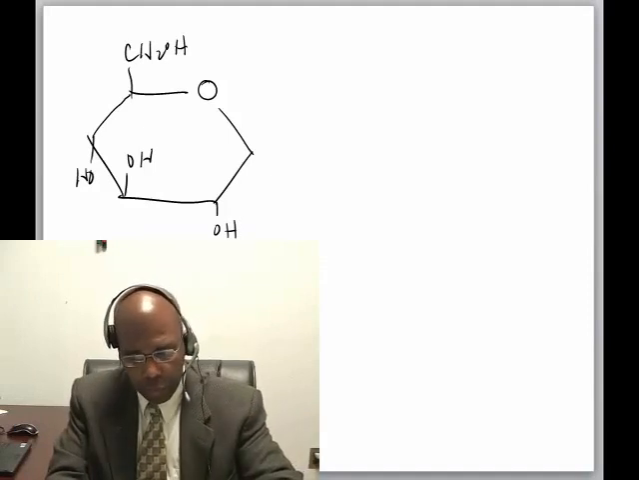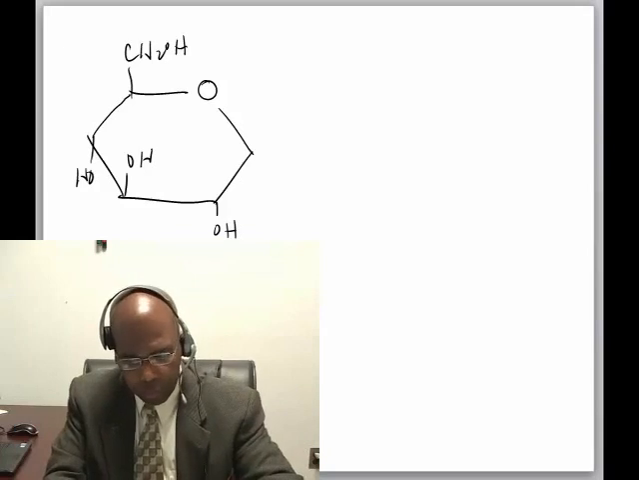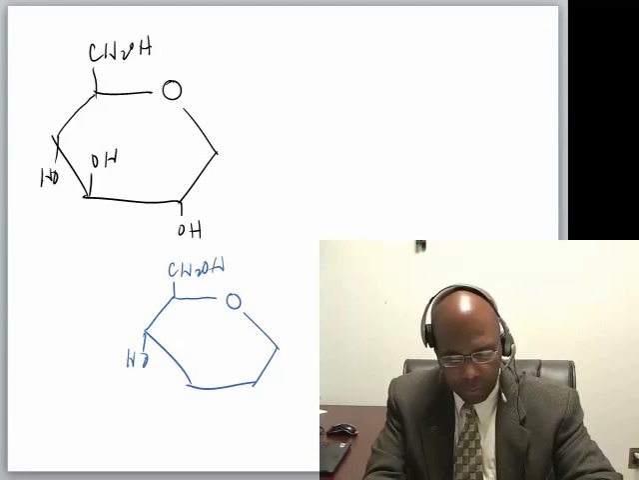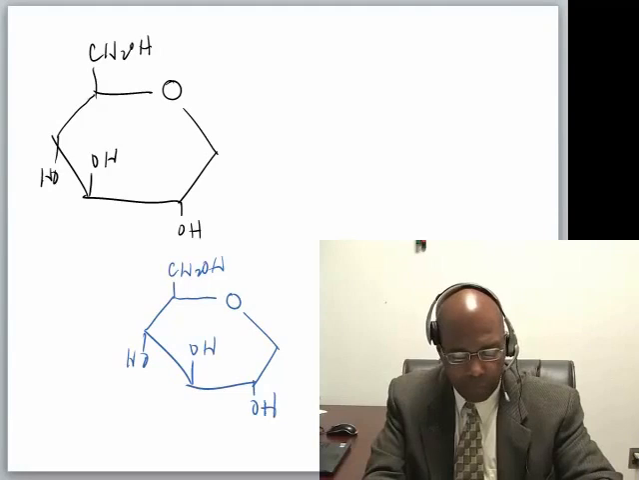So let's just draw another one. I'm going to draw another color so we can see it here. 1, 2, 3, 4, 5, 6. CH2OH. Up, down, up, down. And so here we have, this is going to be alpha D glucose, and this is going to be alpha D glucose.